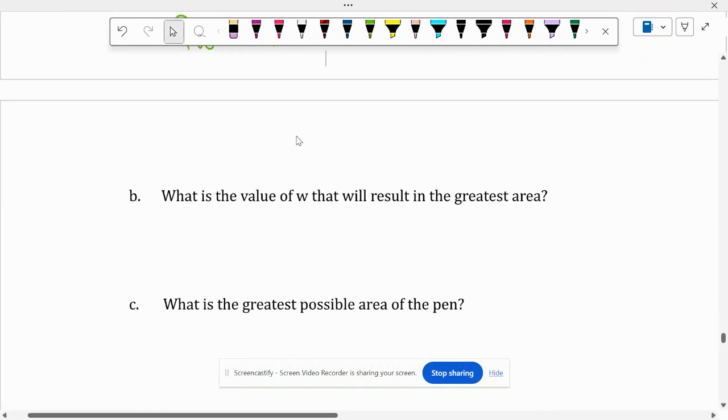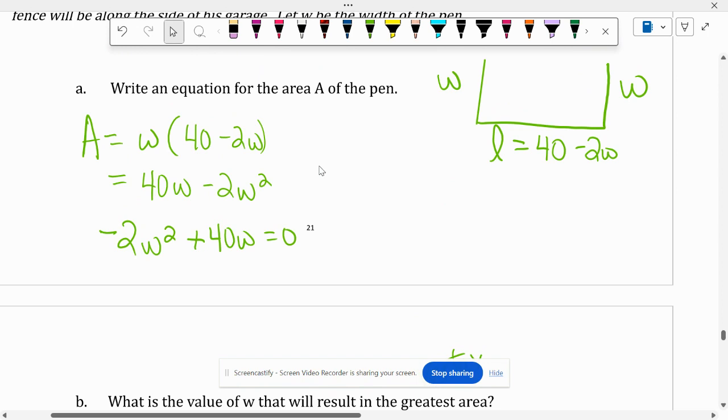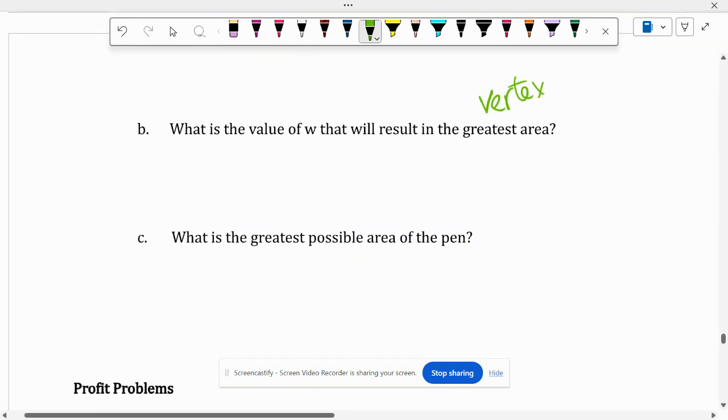That means when I see the word greatest, I need to find the vertex, right? But remember that W is the X value and L is not X. So let's find the vertex, really the axis of symmetry. X equals the opposite of B over 2A.